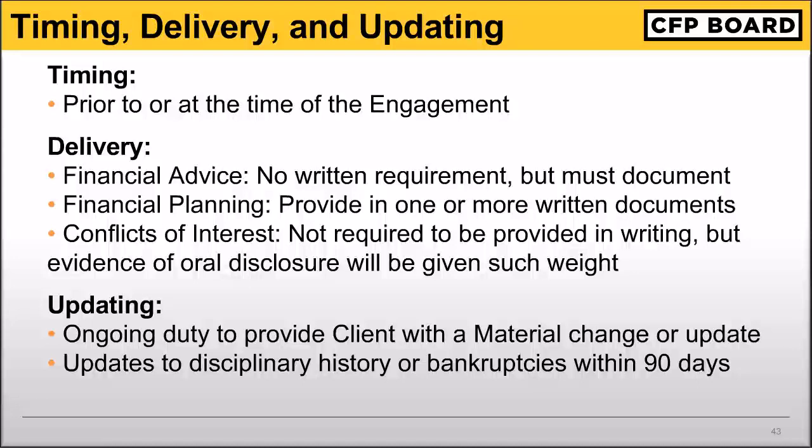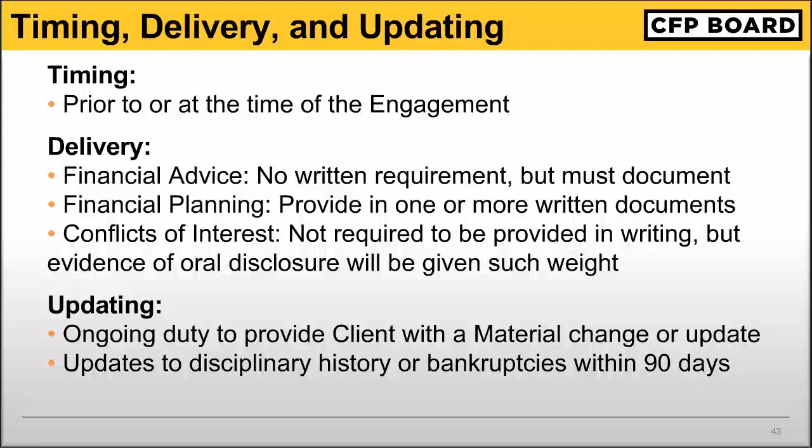The Code and Standards does require CFP professionals providing financial planning to provide the information to the client in writing. So these elements that with financial advice don't need to be in writing, when it's financial planning, it's a whole new ballgame. It needs to be in writing. The one exception is conflicts of interest. That is never required to be provided in writing. However, the Code and Standards states that evidence of oral disclosure of a conflict will be given such weight as CFP Board in its judgment deems appropriate. So that's effectively a strong recommendation that you should provide it in writing, even though the standards don't require you to do it that way.